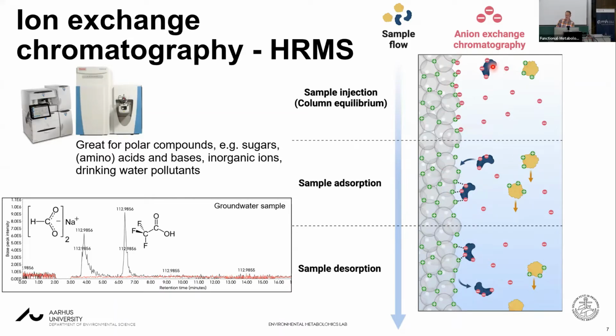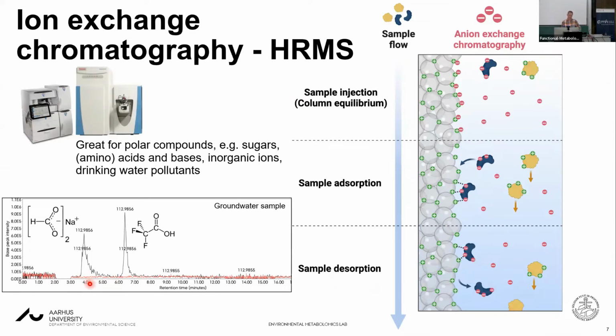Then you can have anion metabolites. In this case, it's symbolized by this nice protein that could stick to the column. And then you can add hydroxide as an eluent or increase the hydroxide concentration, and then the analyte of interest will elute. And then, just like in LC, you get nice chromatographic peaks.